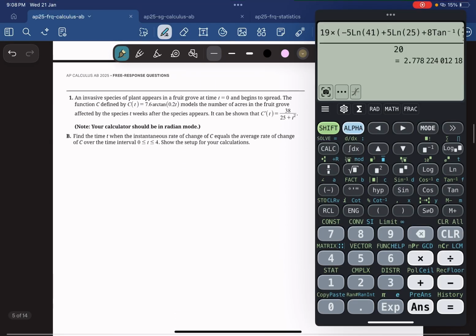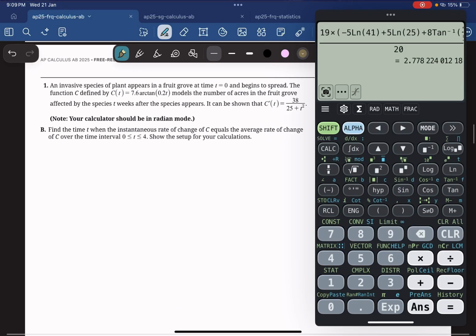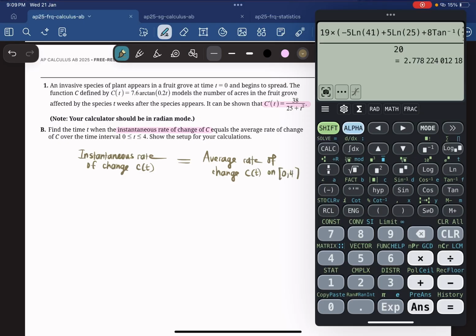In part B, what do they want? They said, find the time t when the instantaneous rate of change of C equals the average rate of change. We all know that instantaneous rate of change is just the derivative, C prime of t. They want us to equate the instantaneous rate of change of C of t to the average rate of change of C of t on the interval 0 to 4.